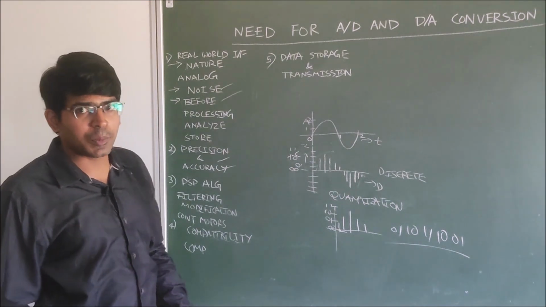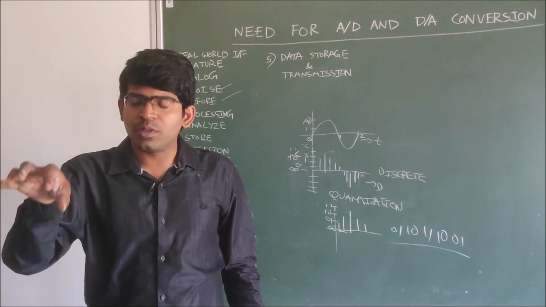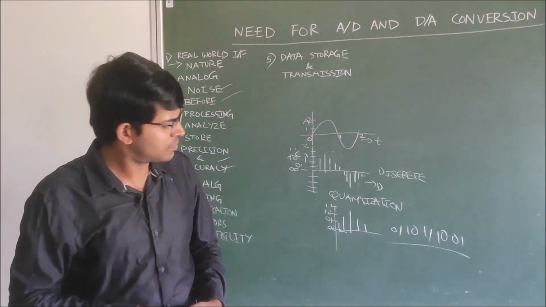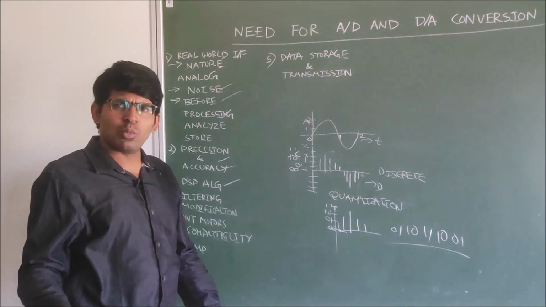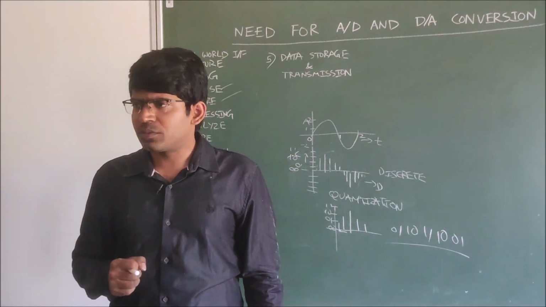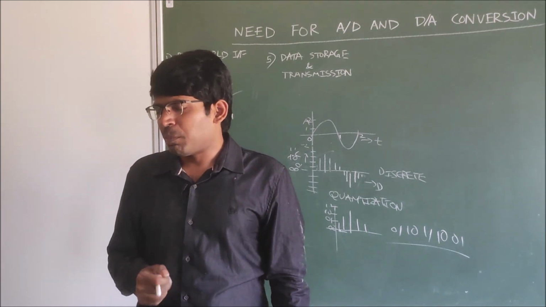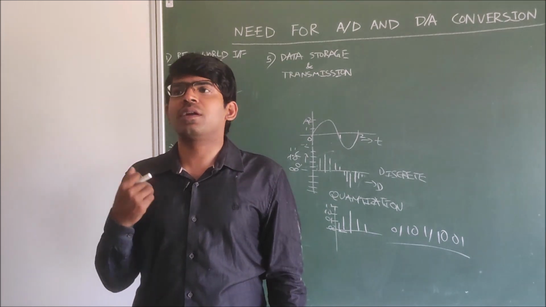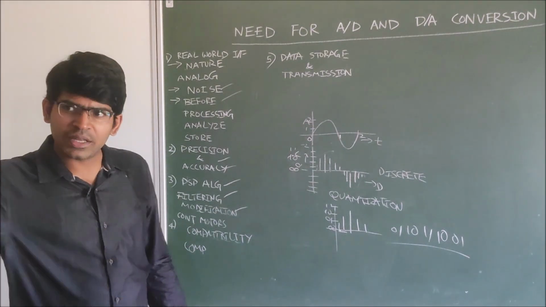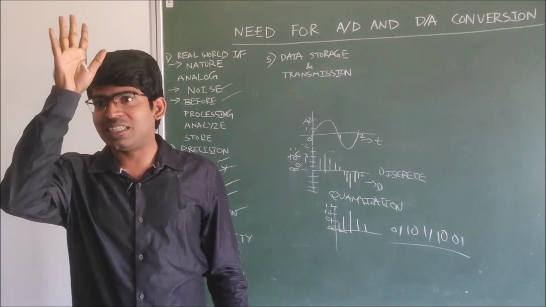Next, we are discussing precision and accuracy. We can store the digital signal with very high precision and accuracy, but for analog signal it is very difficult. And the present modern day digital signal processing algorithms can work on digital signals, but on analog signals we cannot apply any modern techniques. So it is difficult to modify the analog signal, but it is easy to modify the digital signal.